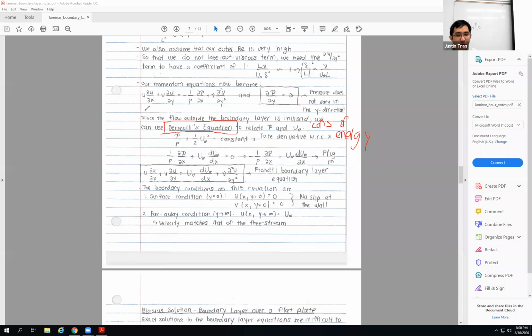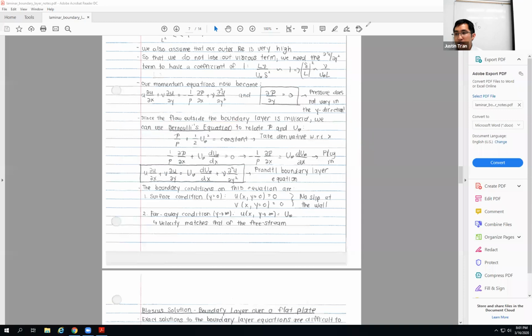We're not using it that much in this class, just because one of the requirements for using Bernoulli is that it has to be inviscid. Inviscid basically means that there's no viscosity. Obviously we can't use that in this class because this is a viscous fluid flow class, so there's always going to be viscosity. Most of the time Bernoulli's equation is not going to be useful for the kinds of situations that we're looking at. But for boundary layers, we're in a very unique situation because we have this two-zone thing going on.